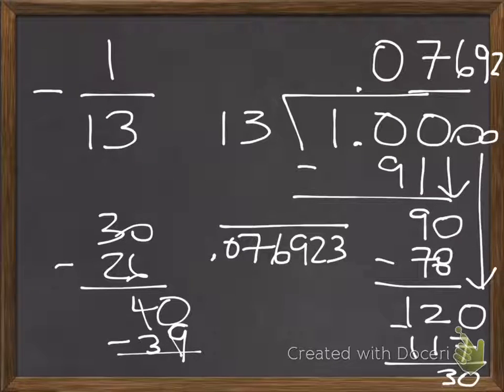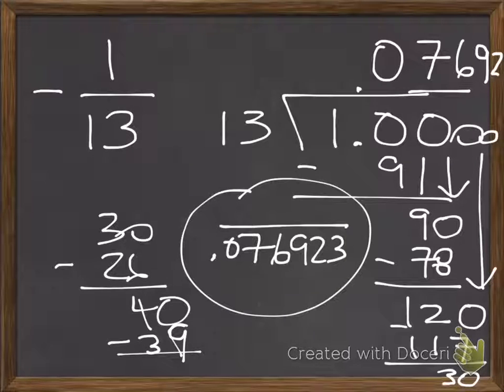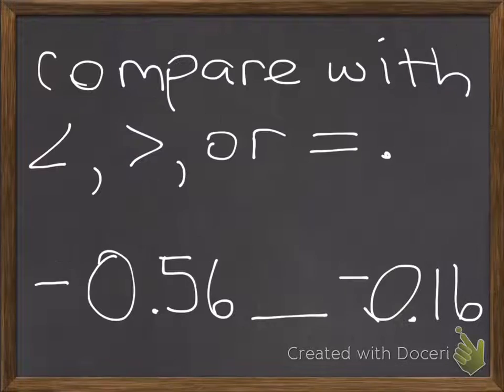And since I'm going to start over again with another 0, because 13 goes into 10 0 times, I know that the next set is going to continue to repeat with these numbers. So this would be my answer. And I need to make sure it's negative if my answer started out as negative.